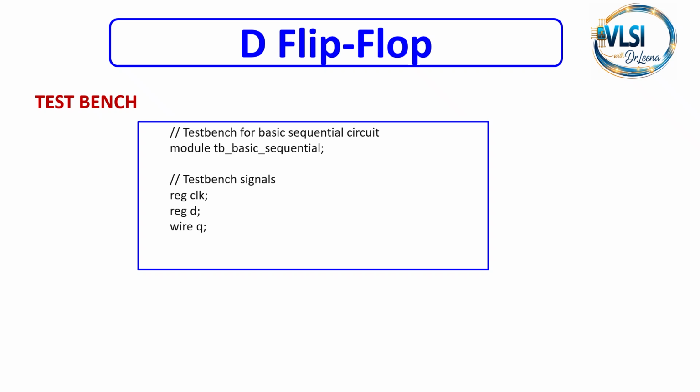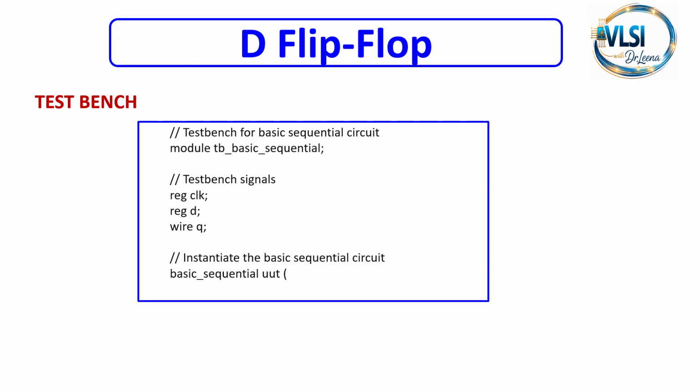So we are giving it as wire. And next, after assigning the inputs and outputs, we need to do the instantiation. That is, first we are giving the name of the RTL module which we have given in the RTL code, and then we are using the unit under test and we are opening the bracket, and then we are connecting the input clock of the test bench with the module clock.